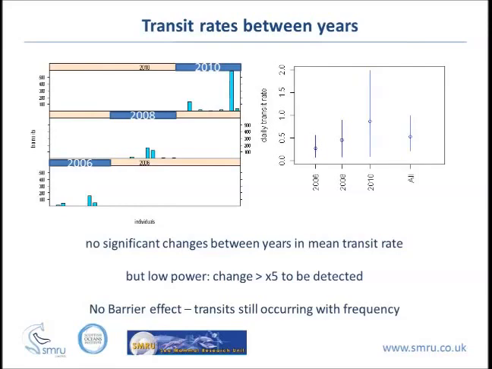There's absolutely no statistical difference in transit rate between the 3 years, but a very high degree of individual variation. In order to detect a change, given the data that we had, the change in transit rate between years would have had to have been over 5 times between years. But what we can say is that there's definitely no out-and-out barrier effect, that seals are still transiting with frequency in the presence of the turbine.